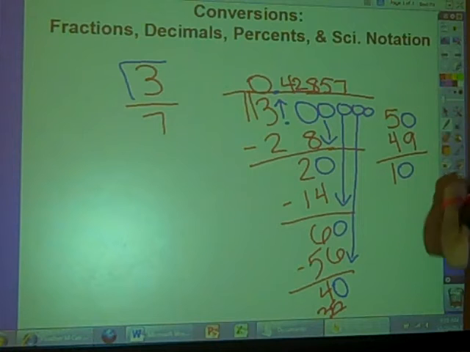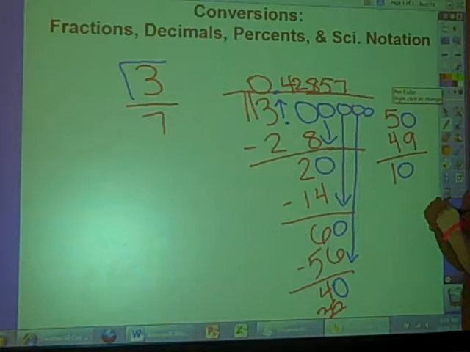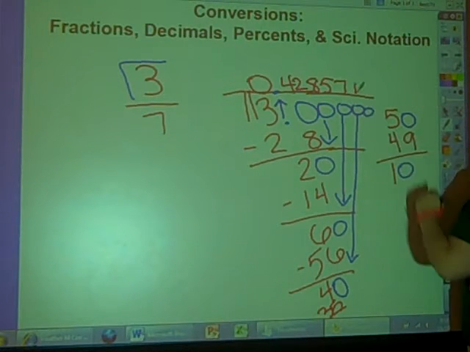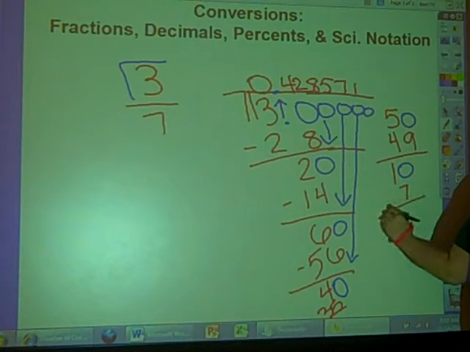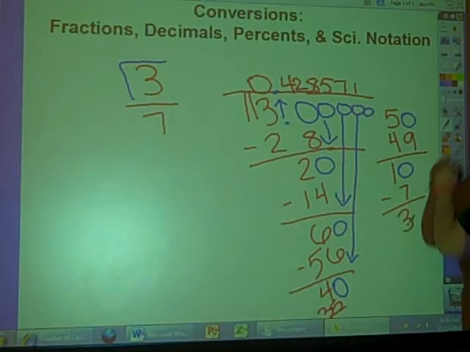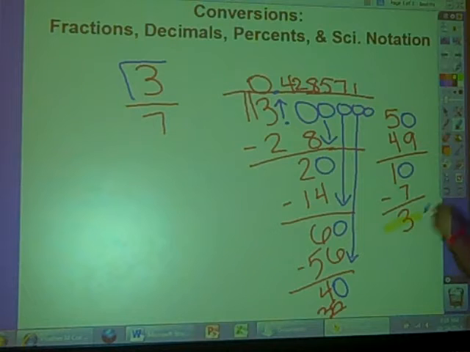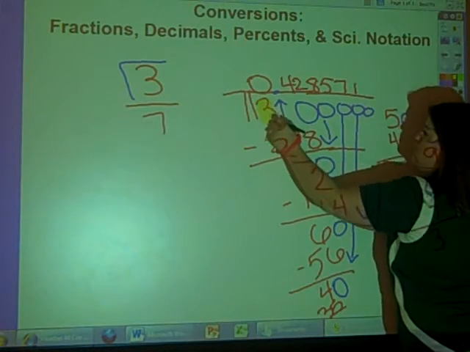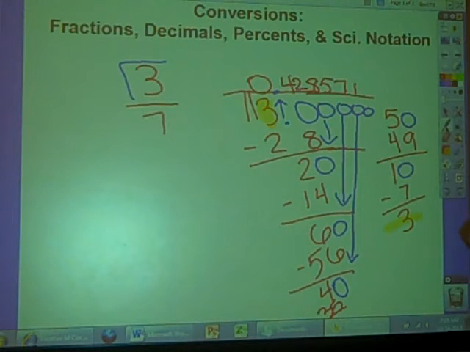And ask myself, how many times does 7 go into 10? That's 1. And 7 times 1 gives me 7. 10 minus 7 is 3. At this point, I can see that it repeats because I've got a remainder of 3. And I started with 3, and that wouldn't work.